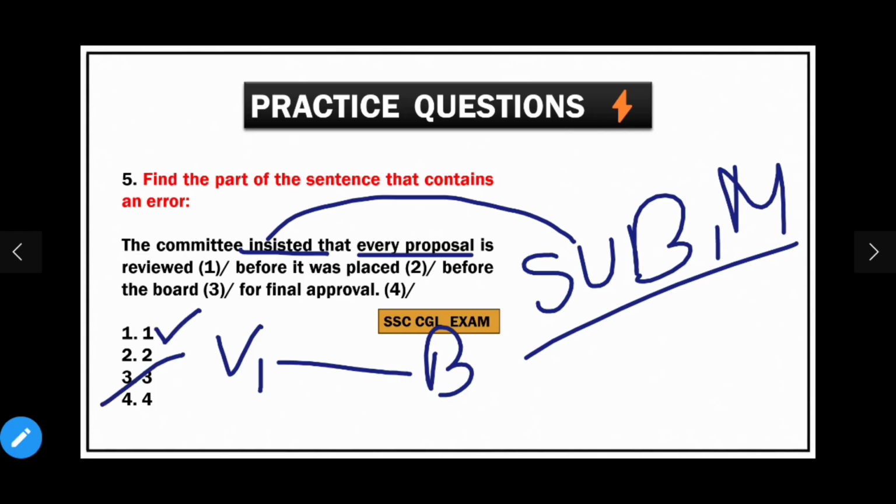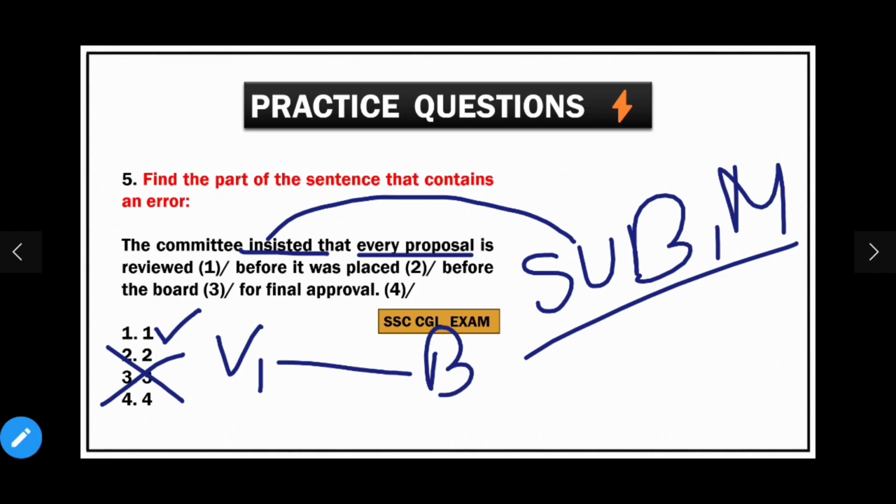The rest is not an error, because we should use the be form, which is the V1 form of the verb. Sorry, it's not the main verb, it is an auxiliary verb, so we need to use "be" along with reviewed, because in subjunctive mood we know that we use the base form, which is the V1 form. So this is what we have to understand.